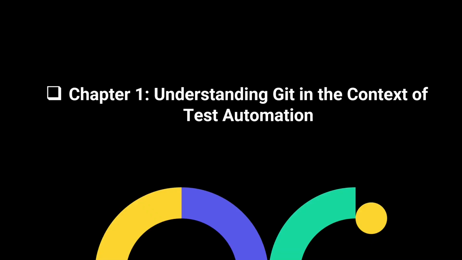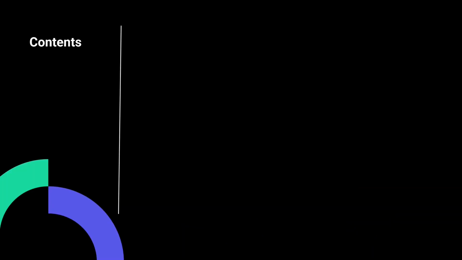Chapter 1, Understanding Git in the context of test automation. Before we integrate our Katalon Studio with Git, let us first understand Git in terms of test automation. As part of section 1 in chapter 1, you're going to learn the overview of Git.